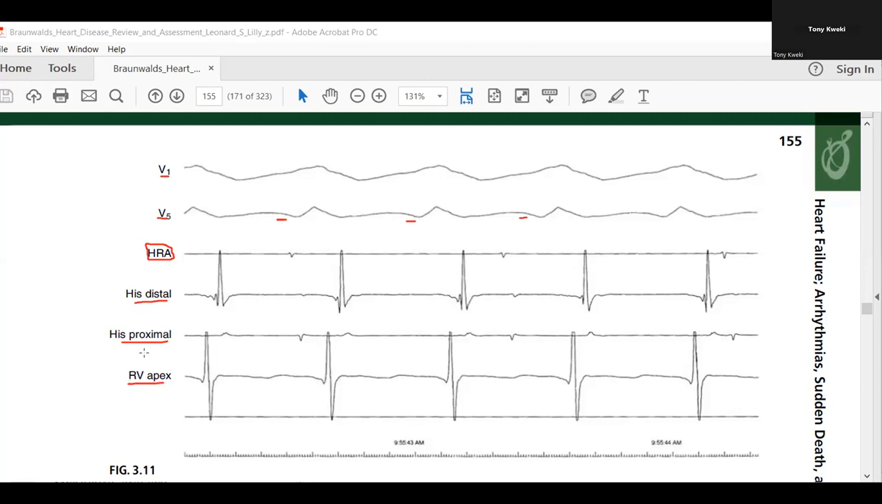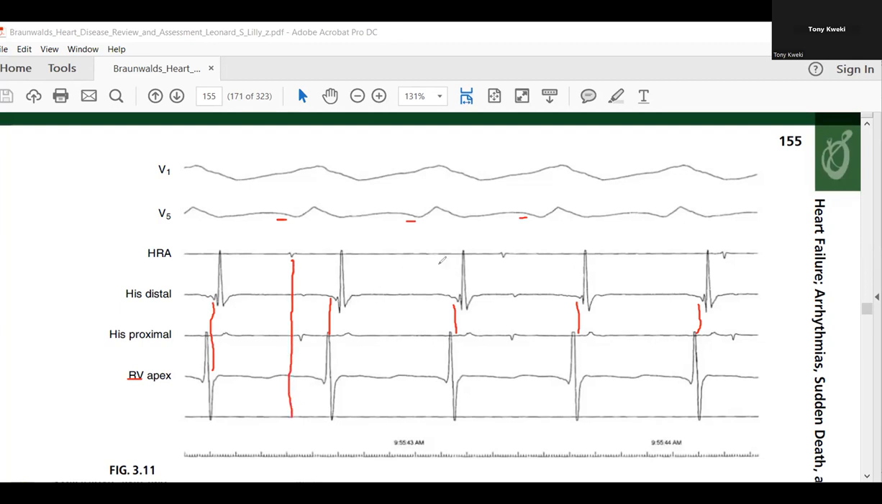So we're trying to look at some correlations. If you look very well, you'll find that the RV apex and the His distal correspond to the QRS complex of the ECG. If you go vertically straight, you find that the His bundle distal and then the RV apex are close to the QRS complex of the corresponding ECG. However, if you look at the high right atrium, you find that they are not corresponding. They seem to be different just before the QRS complex.